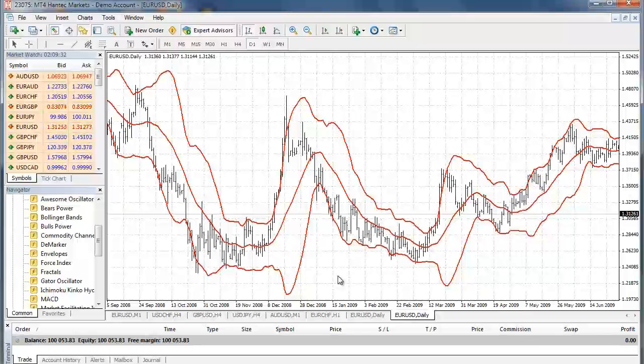Once you're happy with the parameters, click OK and the Bollinger Bands will appear on your chart. Now on this Eurodollar chart you can see clearly how the Bollinger Bands expand and contract in line with the volatility of the underlying market.